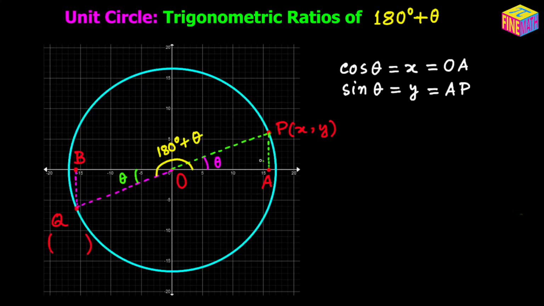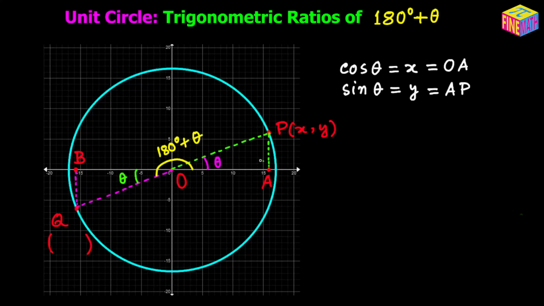Also, the angle APO and the angle BQO will be equal, because they will both be 90 degree minus theta. They are the complementary angle of theta. So we have these two triangles where the hypotenuse length is equal, because it's the radius of this unit circle, and all other angles are equal. Using the angle side angle axiom of congruent triangles, we can say that these two triangles are congruent. Because the two triangles are congruent, their corresponding side lengths will also be equal. So from here we can say OA must be equal to OB, and similarly AP will be equal to BQ.